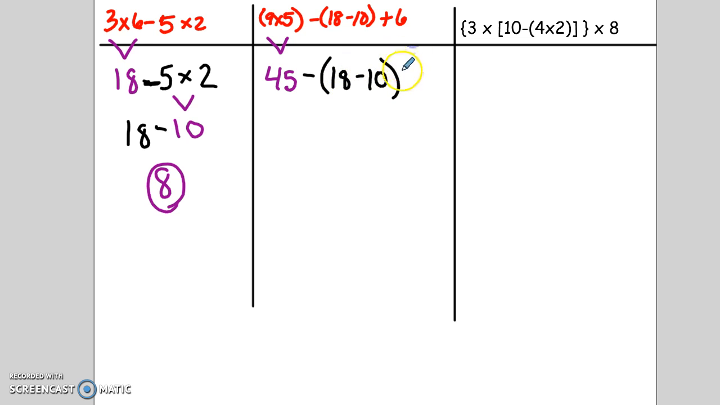Now the goal here is for your work to look precisely like mine. You have the time to stop, pause, and erase if necessary to make sure that your work is neat, tidy, and organized. All right, our next piece is the last set of parentheses here, 18 minus 10. That's not too tricky. We had an 8 there. We're going to recopy the remainder of our equation in our pencil color.